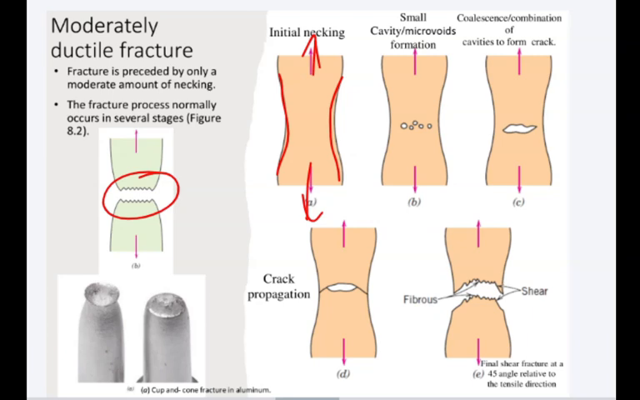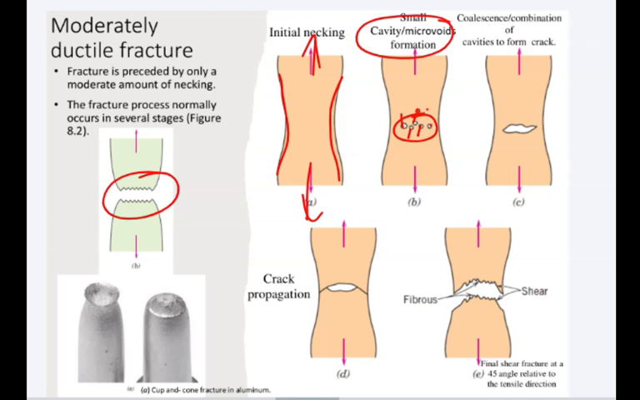How does it fail? Look here, we have small cavities. After necking, small cavities are formed. We also call them microvoids. So these microvoids are small cavities. We have one cavity here, and a lot of cavities here. But still we are applying the force, the stress, continuously.